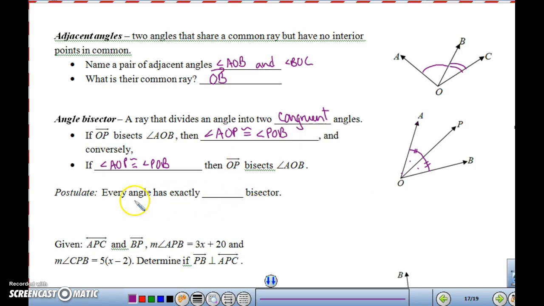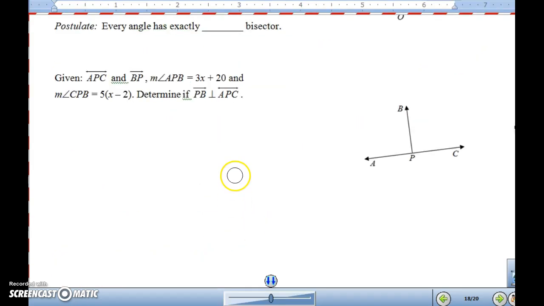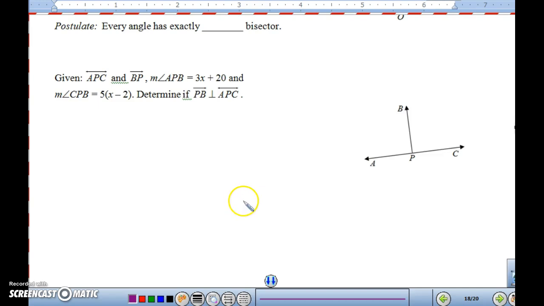And since that is true, by postulate, every angle has exactly one bisector. You can only bisect an angle in one place. So it's very important to remember, if you're bisecting an angle, you will get two angles. It's not two segments, it's not two rays. You get two angles.